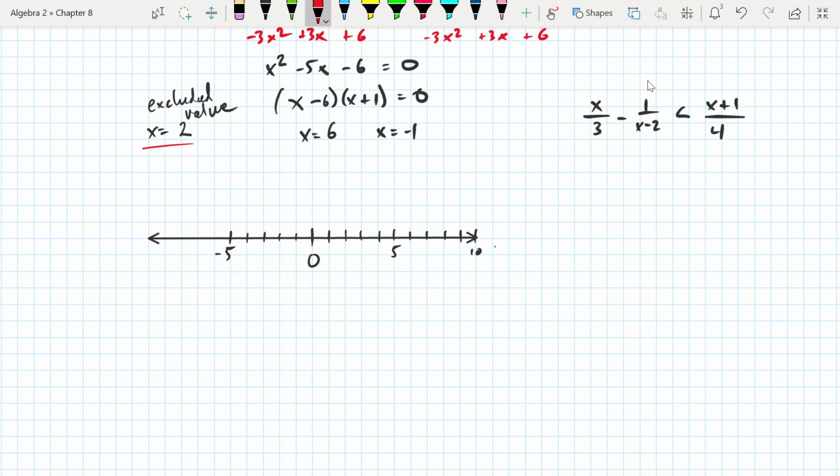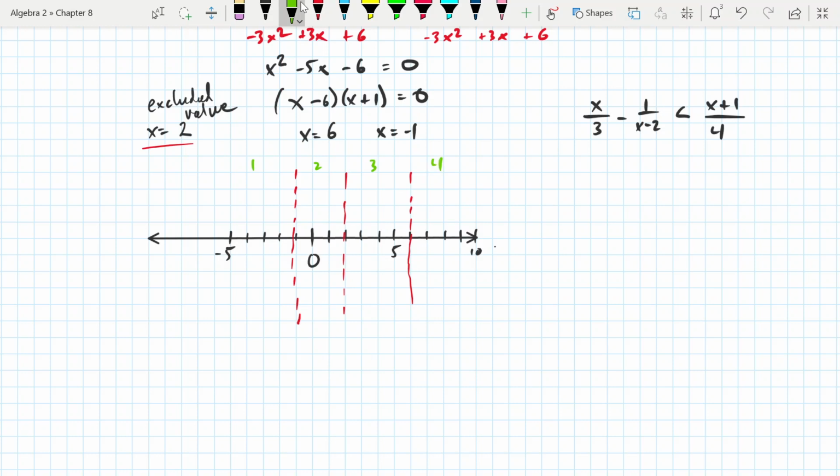At x equals 2, draw a dotted line. At x equals 6, draw a dotted line. At x equals -1, draw a dotted line. You can see there are 4 regions that I'm investigating. Region 1, 2, 3, and 4.